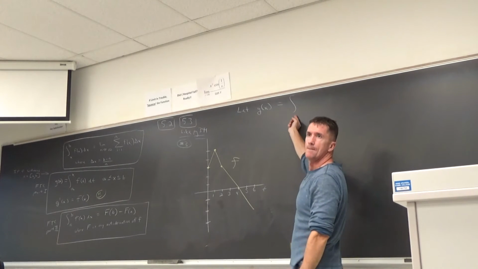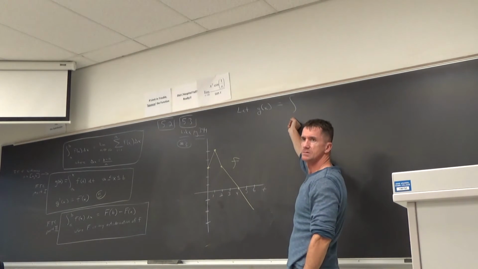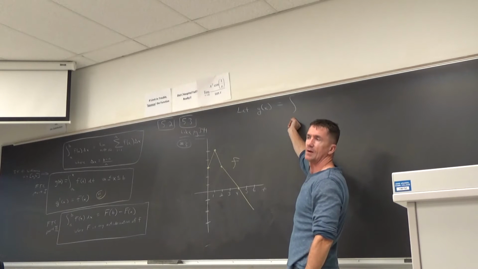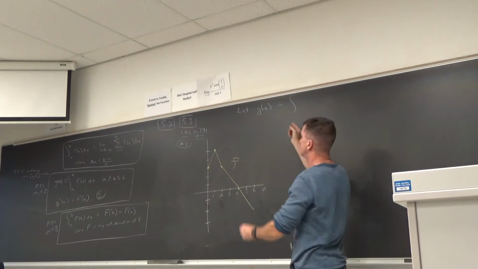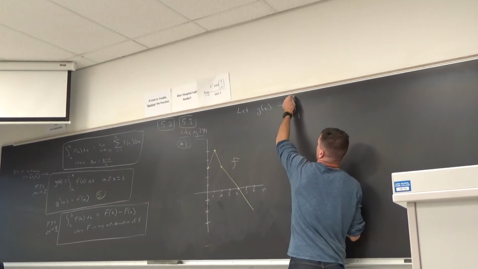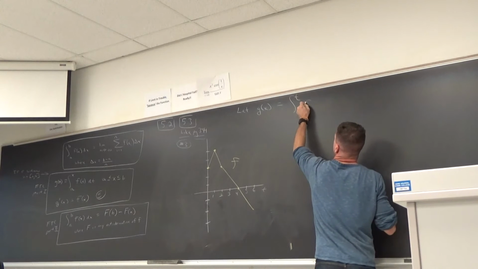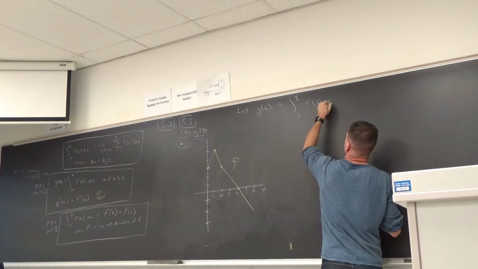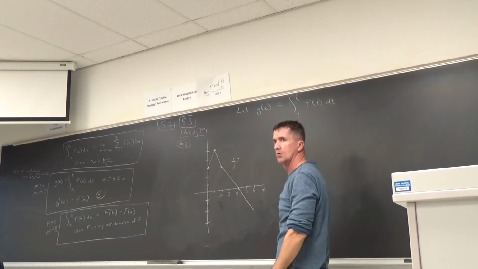Most of these start at 0. I don't like that, so on purpose, I'm going to start this thing at 1. Okay? So that's the number 1. I'm going to put the variable t right here. And I'm going to put f of t dt. Okay?